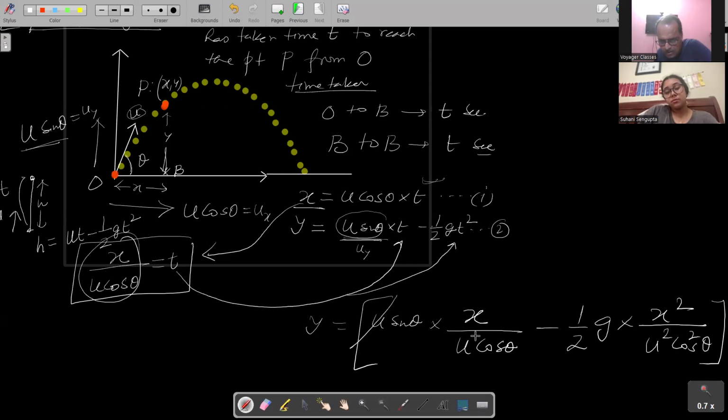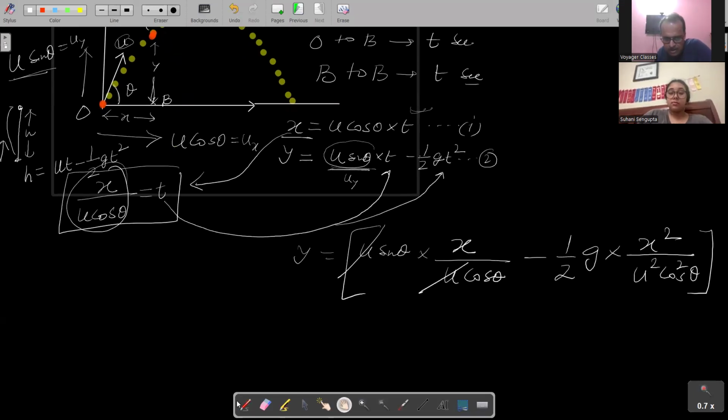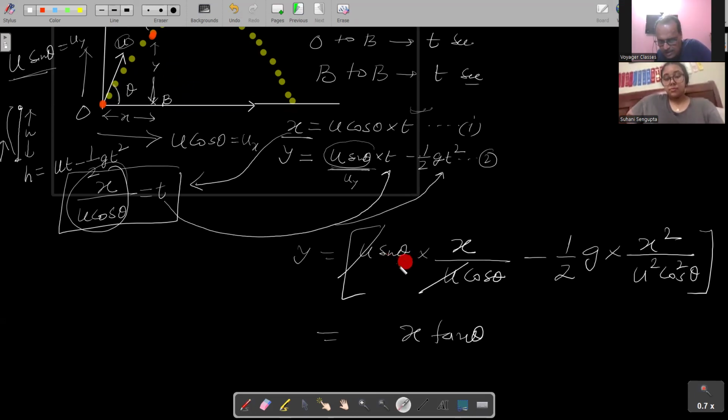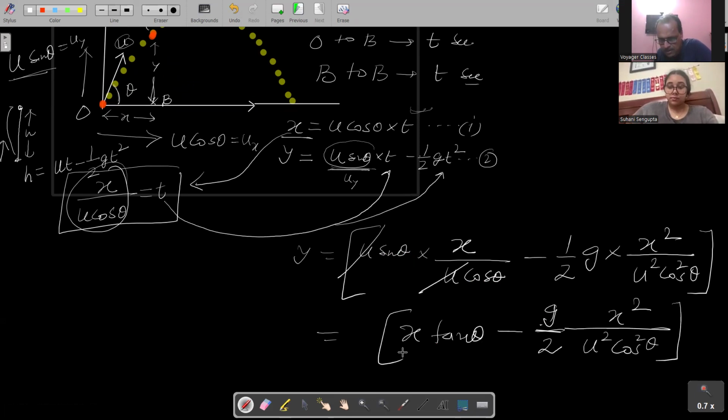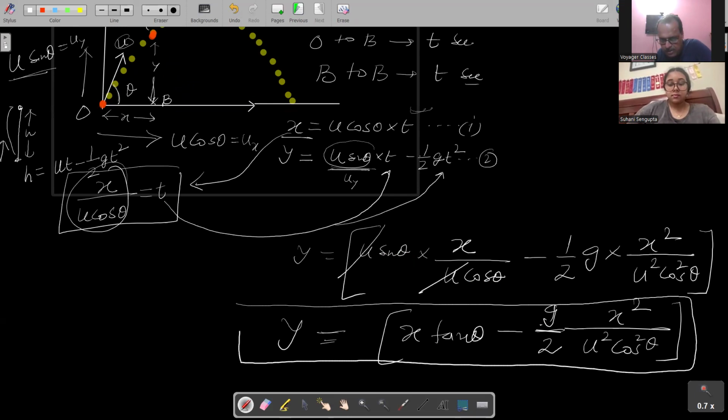Now, this u and u, you cut it down. Then you take this as x tan theta. How is it x tan theta? Sine theta by cos theta, tan theta. Then here it comes down to g by 2, x square by u square cos square theta. This is called the equation of trajectory. The equation which you have got from here is called the equation of trajectory.